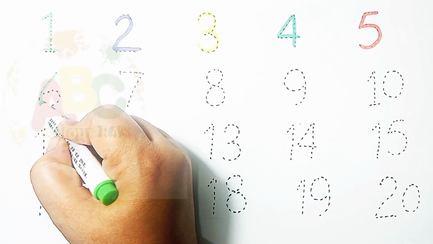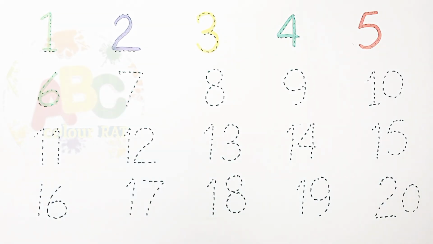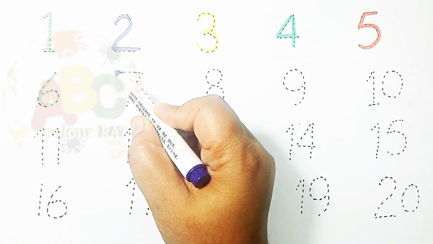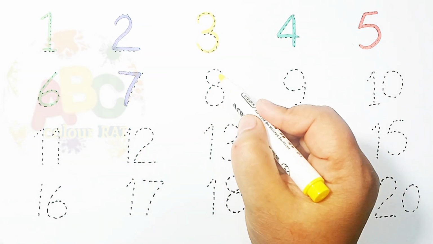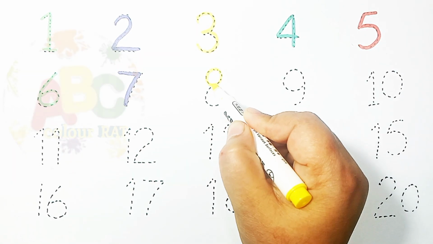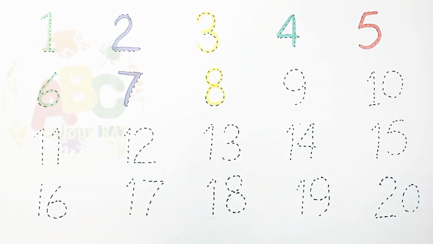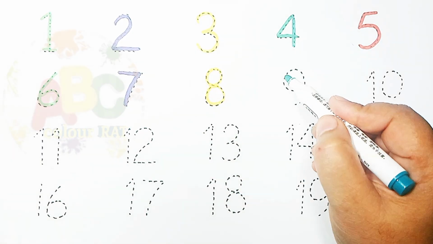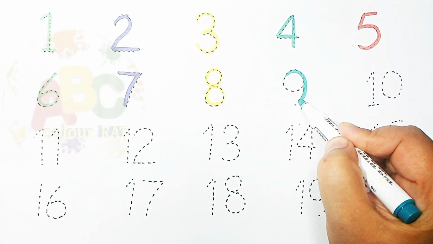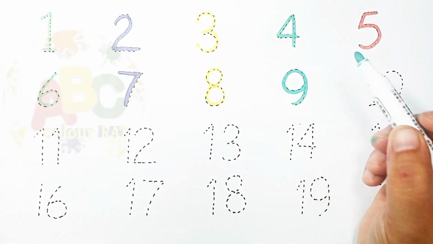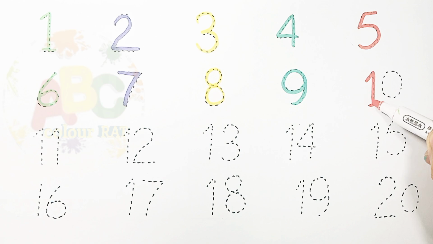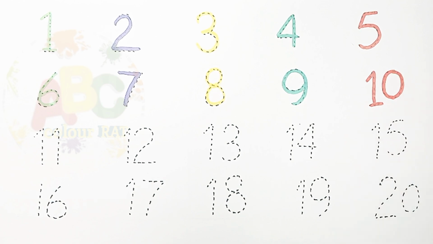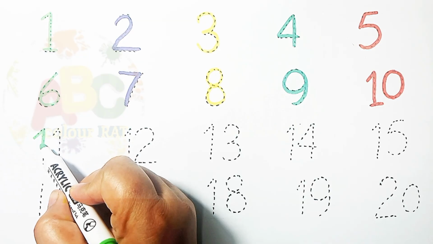Number 6, purple color. Number 7, yellow color. 8, sea green color. 9, red color. 10, light green color.